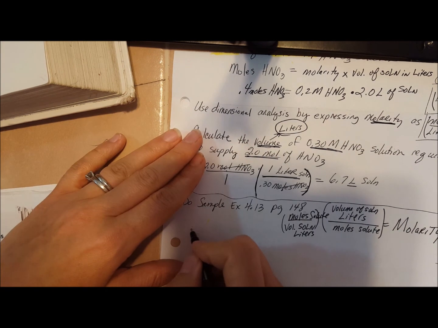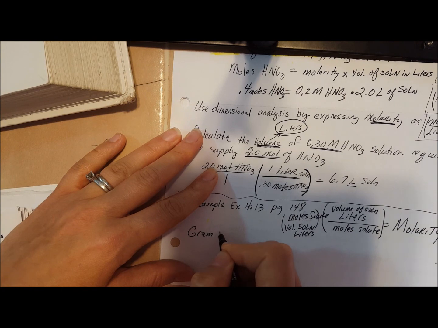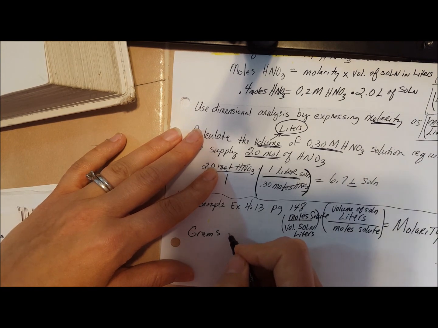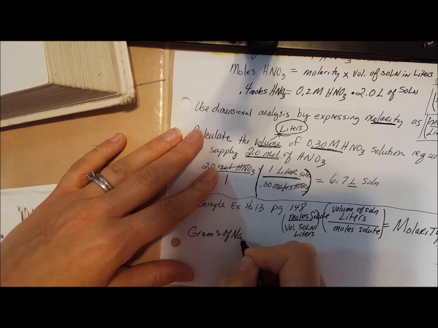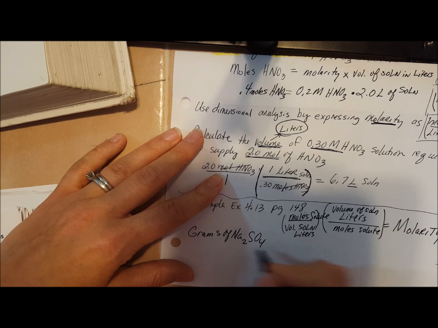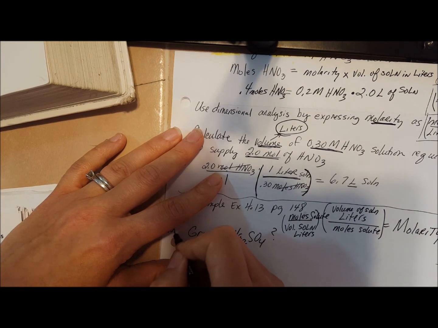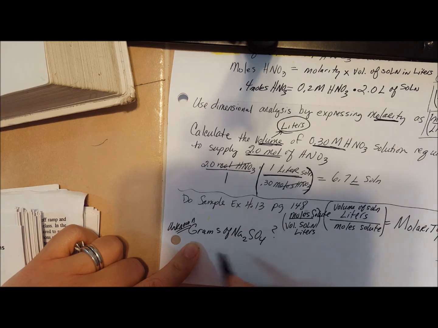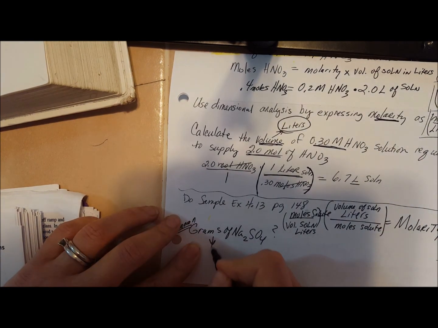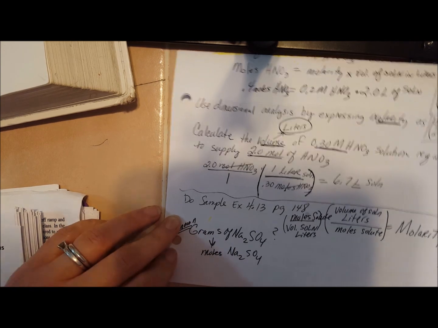They want to know how many grams of sodium sulfate are required to make, this is your unknown. Okay, so figure out what your unknown is in the problem. Unknown is grams of sodium sulfate. So to get to grams, you're going to have to solve for moles of sodium sulfate.